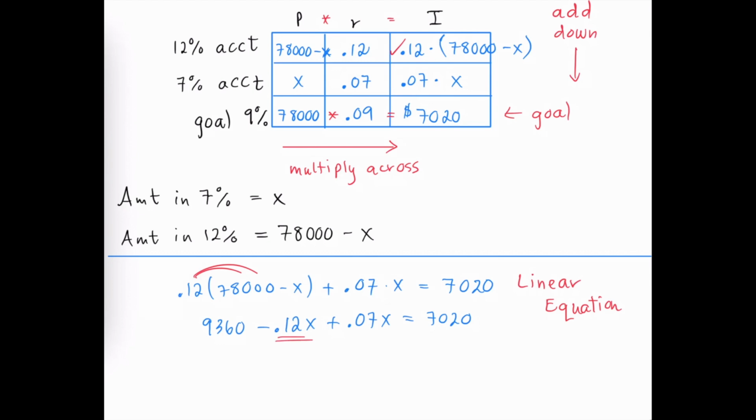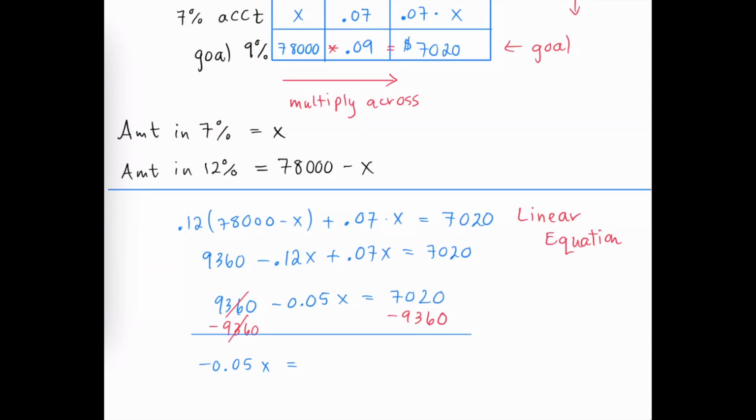Now we're going to combine like terms. So we have 9,360. Negative 0.12x plus 0.07x is negative 0.05x. And we bring down our 7,020 on the other side. Now it's time to get our constant terms together, so we'll subtract 9,360 from both sides. This leaves negative 0.05x on the left and negative 2,340 on the right. To completely isolate the x, we now need to divide by negative 0.05. So they cancel entirely on the left to leave us with x is equal to 46,800.